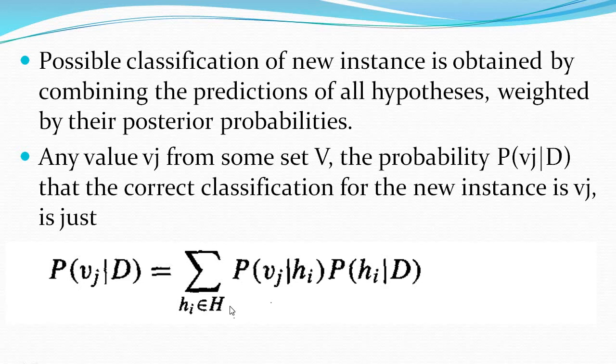It is the summation over every hypothesis Hi belonging to the hypothesis space H, of the probability of Vj given Hi, times the probability of Hi given the training data. The first term is the new instance's probability given the hypothesis. The second is the probability of every hypothesis given the training data. By the summation over all hypotheses, we get the correct classification of the new instance.